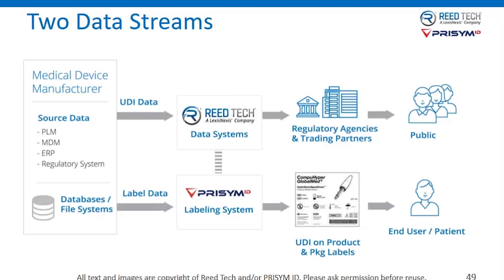In parallel, the content that flows to the product label, and again, using Prisym as the labeling system in this example, needs to be in sync in the event that there are common fields in both data streams. Being able to communicate back and forth is one of the features of our two systems. But you want to keep that in mind as you start to consider the activities and planning for meeting these regulations.